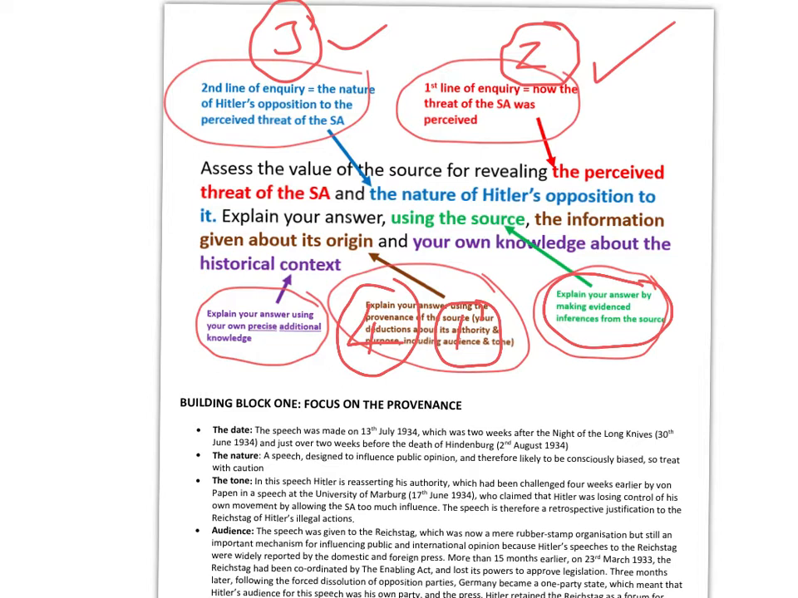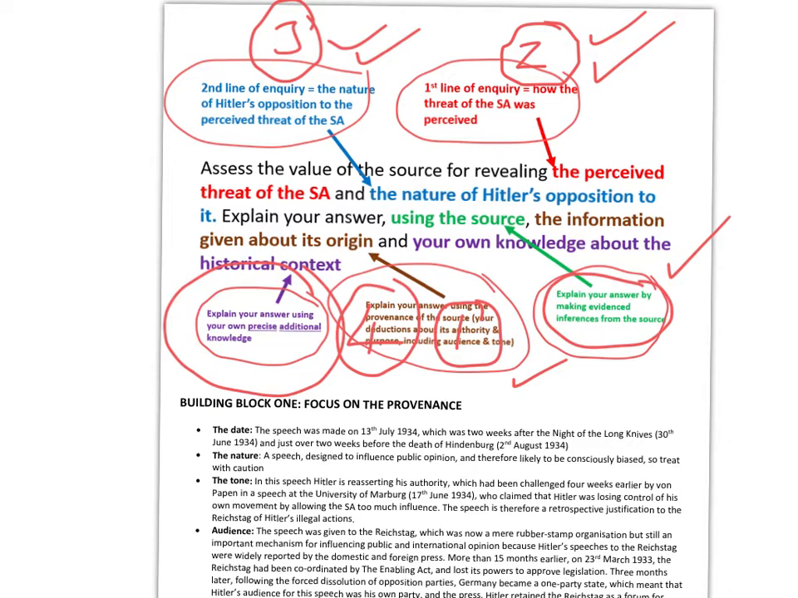So what that basically means is that the way you structure your answer forces you to address the provenance, it forces you to make inferences here and here, and the additional knowledge must be present in all of those building blocks. And it's important that you have a highly structured approach to writing your answer, so that you're helping yourself by showing the examiner that you're doing these things.